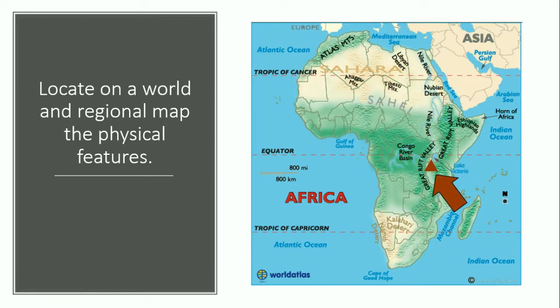Mount Kilimanjaro, Africa's highest peak in eastern Africa, pretty much right on the equator. Lake Victoria, the largest lake in Africa, is found in eastern Africa too, on the Great Rift Valley.